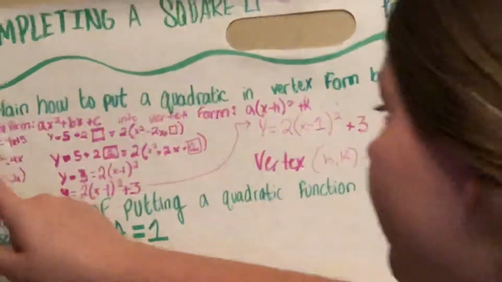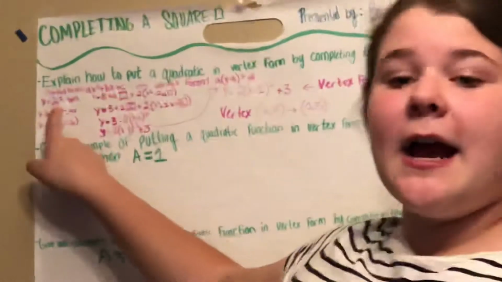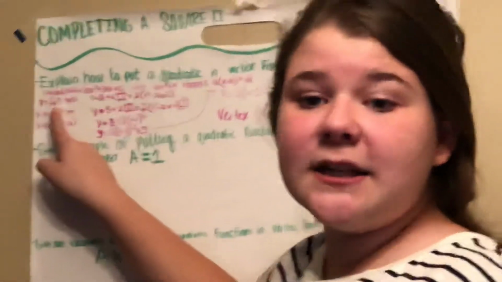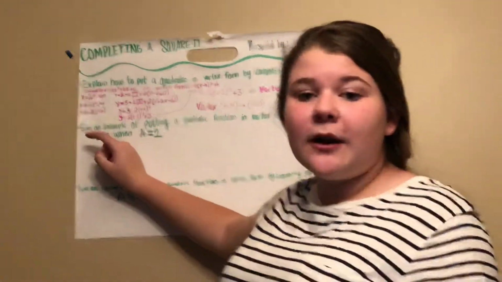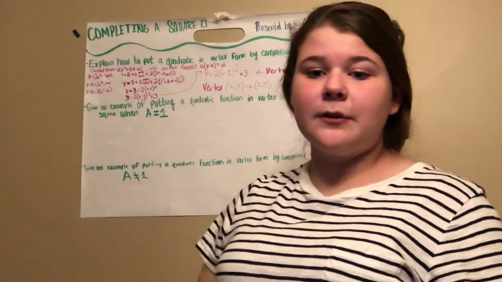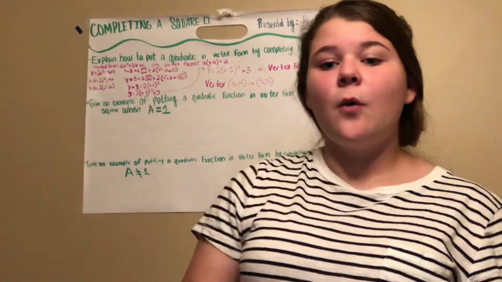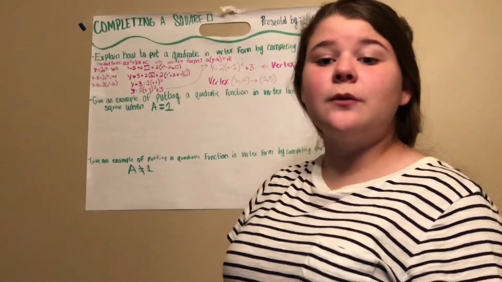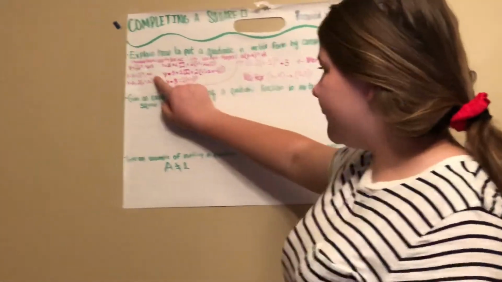So we first start off with our equation in standard form as y equals 2x squared minus 4x plus 5. Now since we'll be completing the square, we will isolate the x squared and the x terms. So we move the plus 5 to the other side of the equal sign, making it y minus 5 equals 2x squared minus 4x, as seen right here.